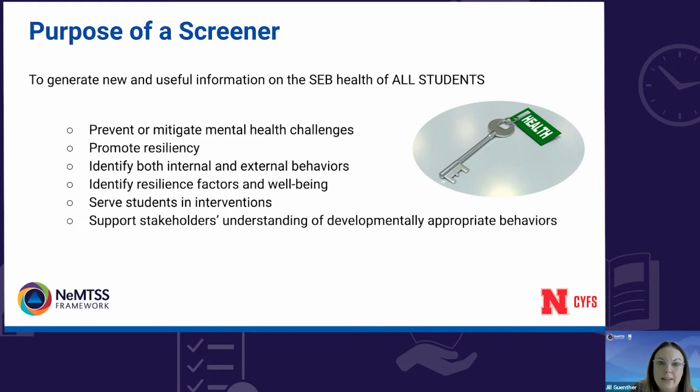And so again, really thinking about the purpose of the screener, it's to help prevent and also mitigate those mental health challenges. It's to promote resiliency. It's to identify both those external as well as internal behaviors. It's to help identify resilience factors and well-being, serve students in interventions, as well as support stakeholders in that understanding of developmentally appropriate behaviors.